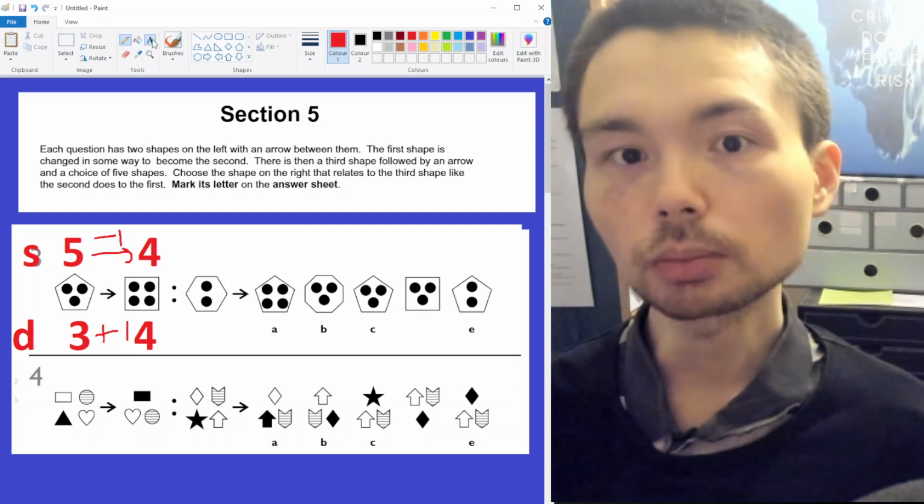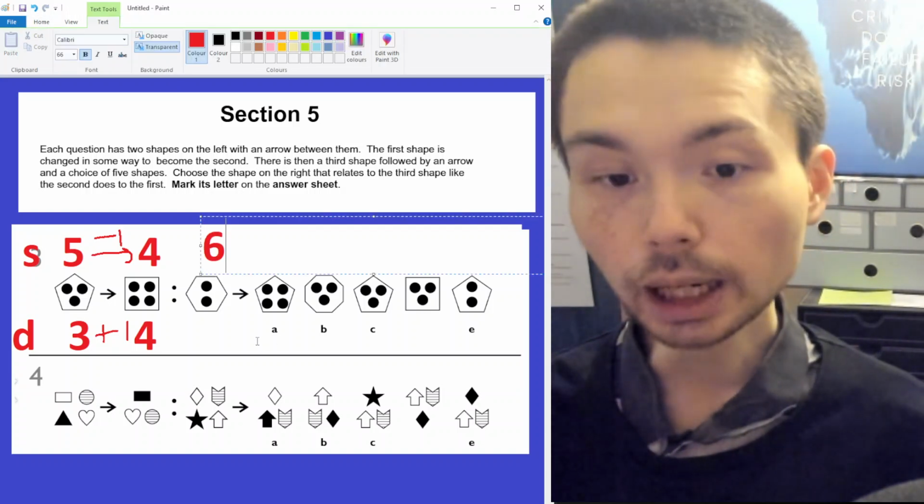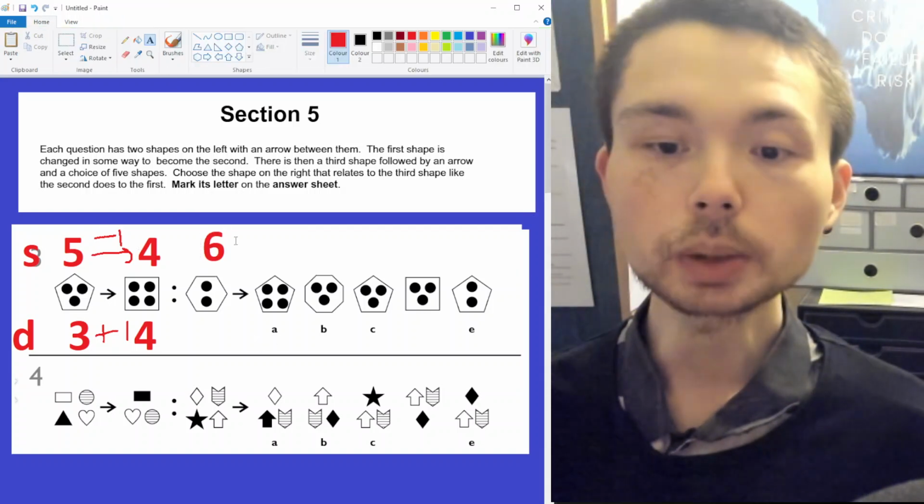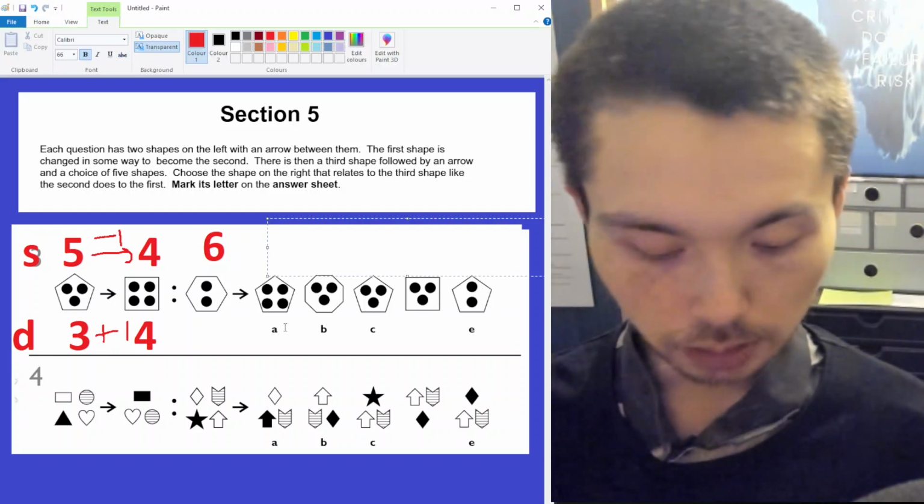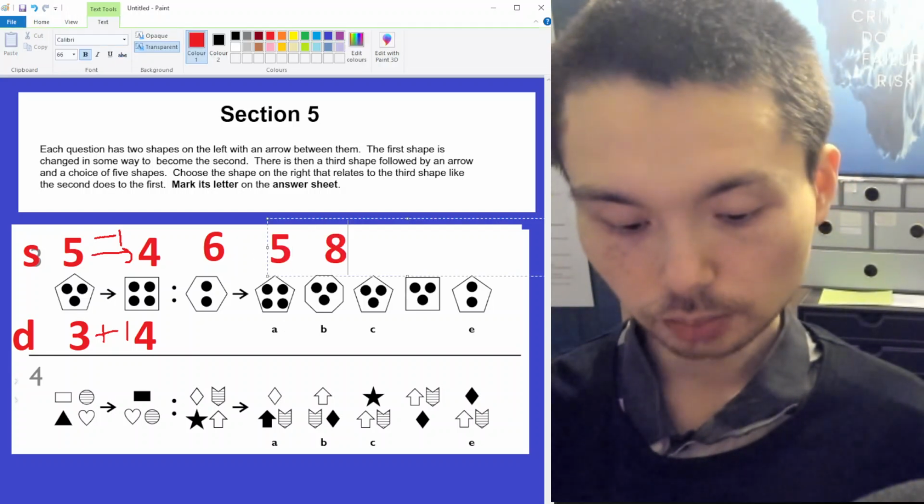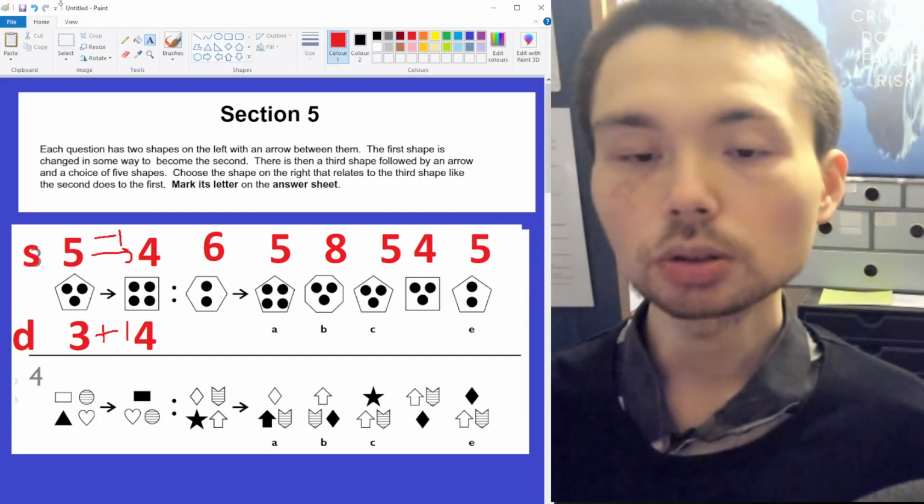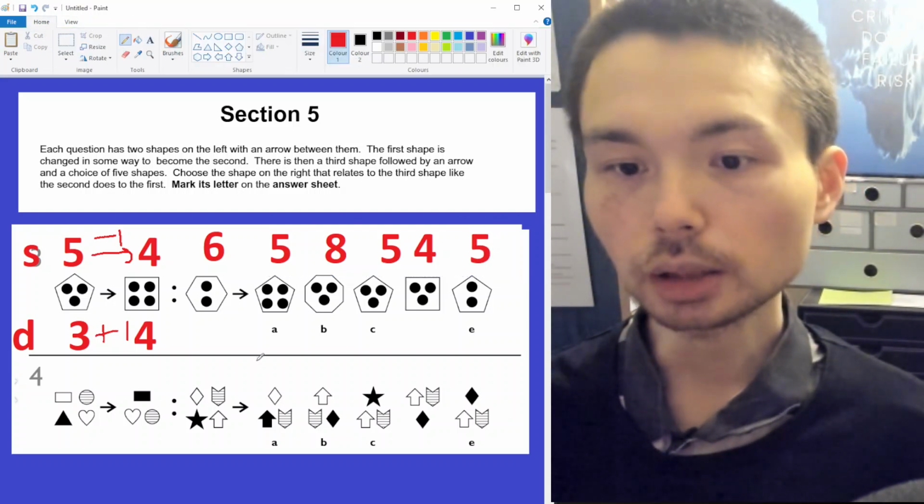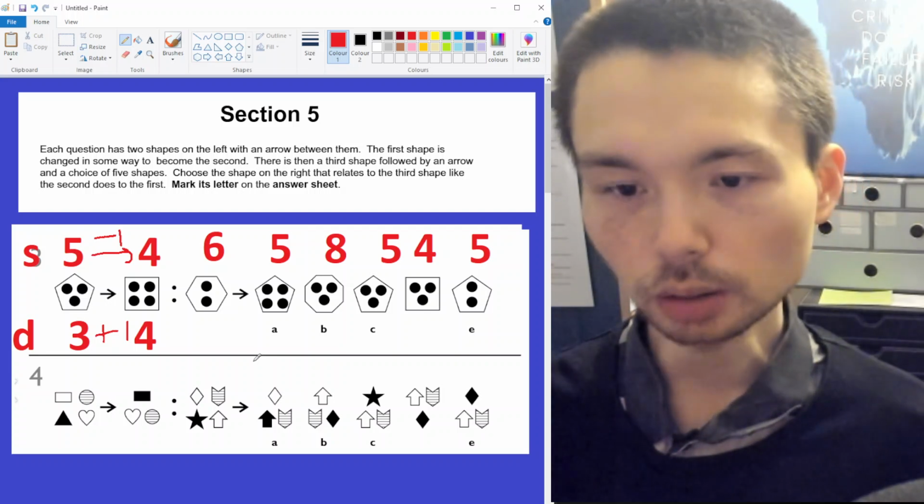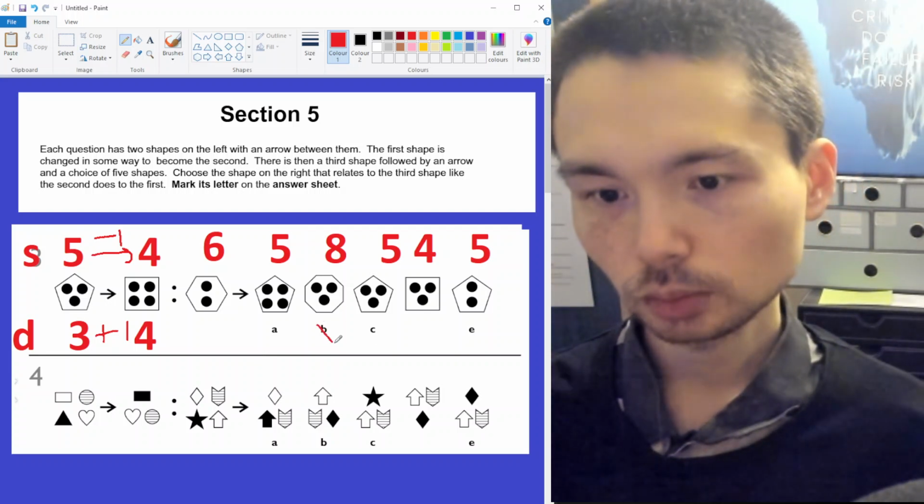Let's count. This one. 6. It's got to go down 1. That's our pattern on the top. So we must have a 5-sided shape. 5, 8, 5, 4, 5. When I teach my students, I tell them to write the numbers. It kind of looks like a maths question. That's okay. With non-verbal questions, we show the steps.